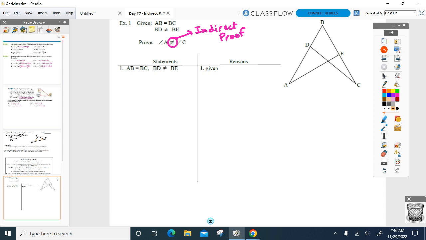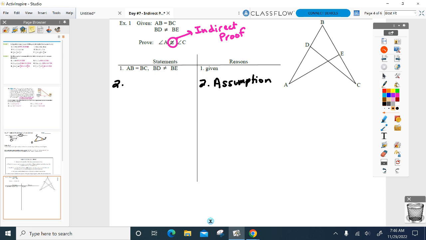All right, so how do I do an indirect proof? Well, you see the first step, nothing's changed. I got my givens, and everyone sees it's in the statements and reasons. That hasn't changed. Here's where it's going to change. Your second step is going to be what we call our assumption in this proof. And what are we going to assume? The opposite of the prove statement is true.